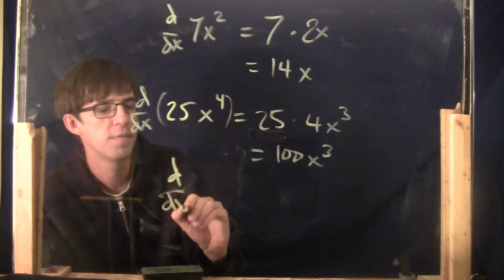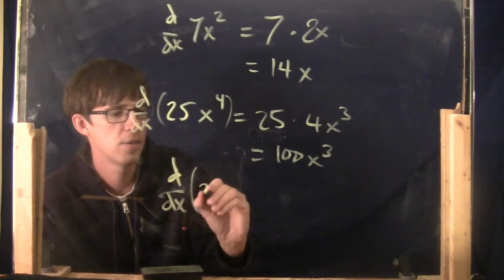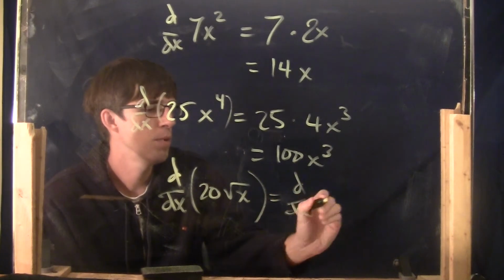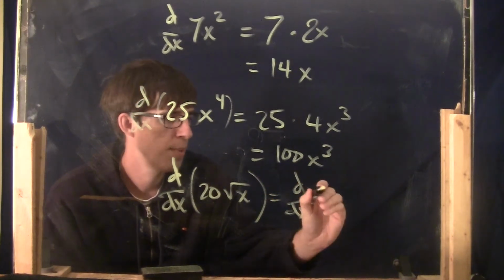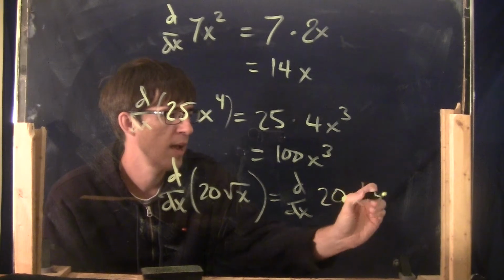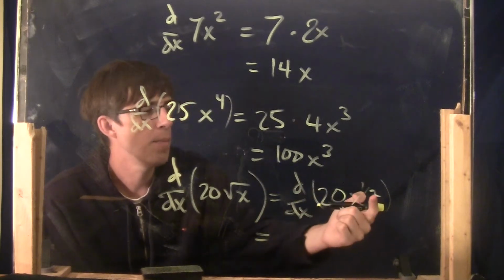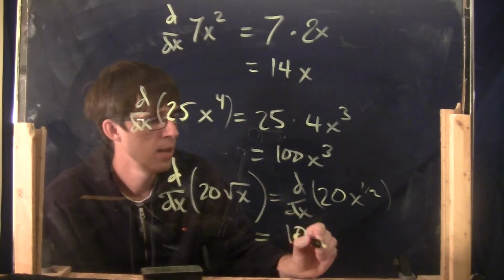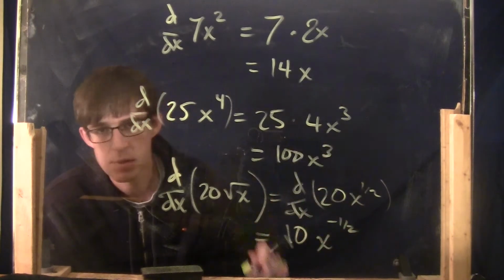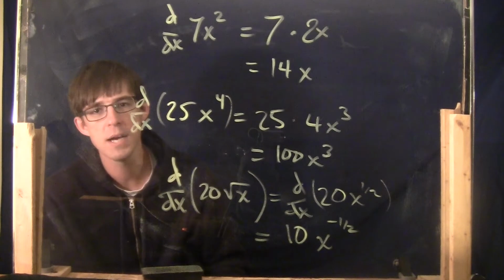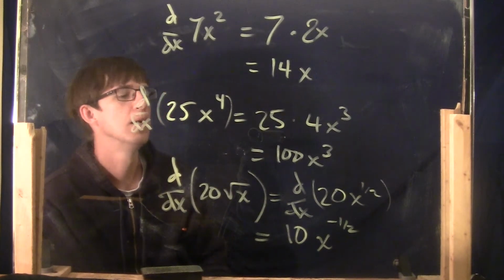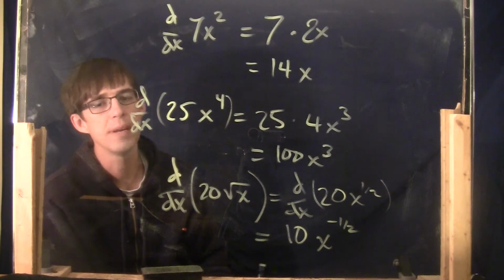So the derivative of something like 20 square root of x. As always, we rewrite the square root as a 1/2 power. This is 20x to the 1/2. And now I'm going to move the exponent down to take the derivative. 1/2 times 20 is 10. And then x to the minus 1/2. You decrease the power by 1. All right, that's how we do it. A constant times a power of x is easy once you know the trick.